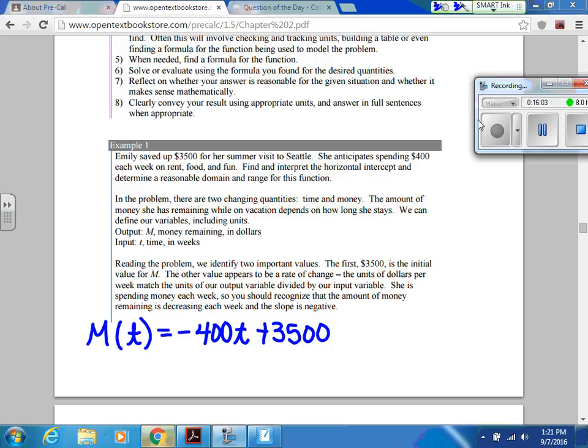What else did they ask? Find and interpret the horizontal intercept. What does that mean, the horizontal intercept? The x-intercept, right? So what is the x-intercept here? Now this is my y-intercept. So if that's my y-intercept, that's how much money I start with before I even go to Seattle.